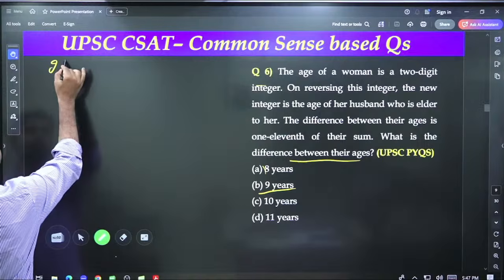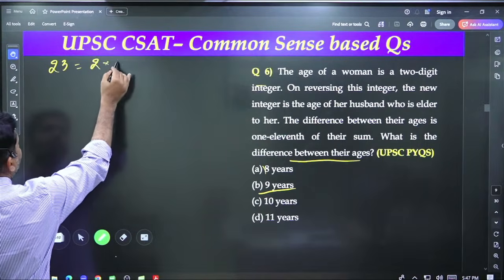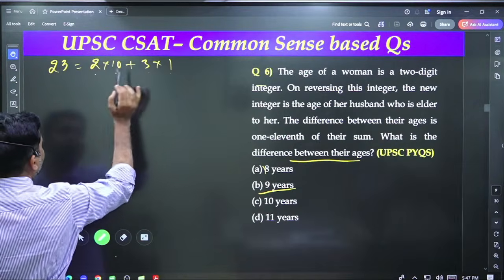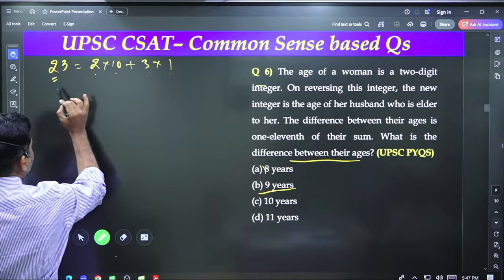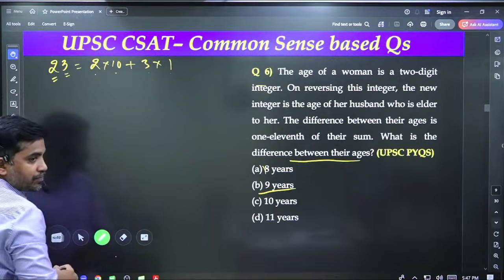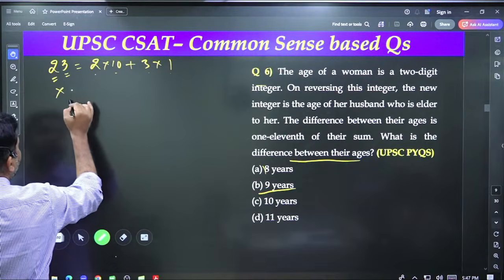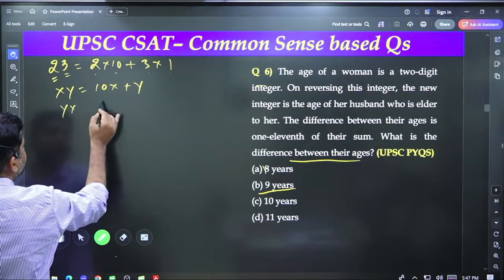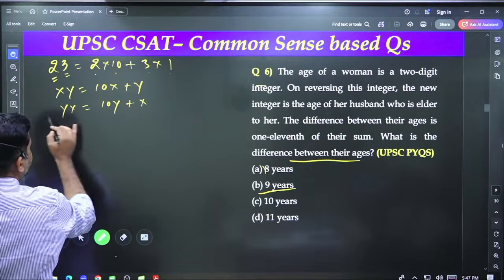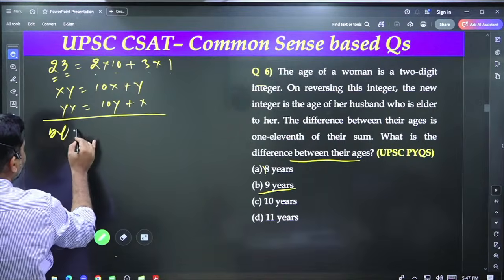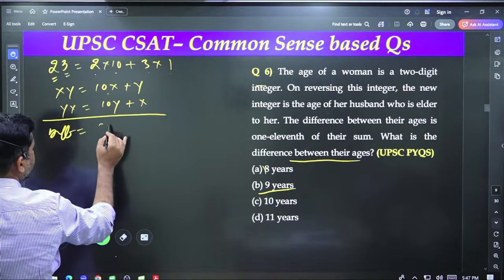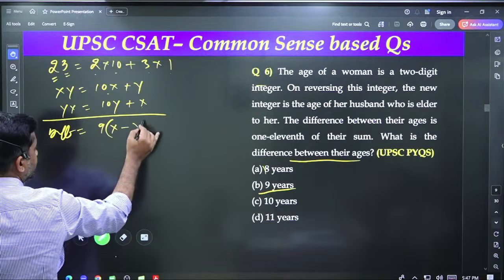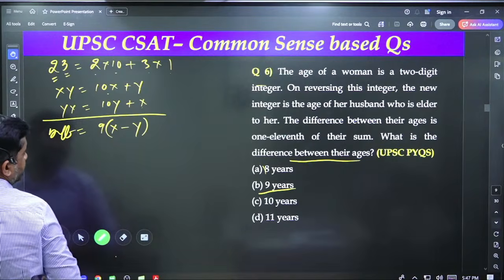23 actually means 2 into 10 plus 3 into 1. Why are we multiplying 2 with 10 and 3 with 1? Because 2 is at the tens place and 3 is at the units place. Same thing, xy is equal to 10x plus y, and yx is 10y plus x. Now the difference: 10x minus x is 9x, and y minus 10y is minus 9y. So it is 9 into (x minus y).